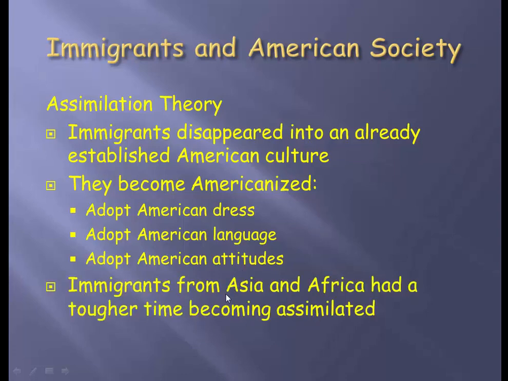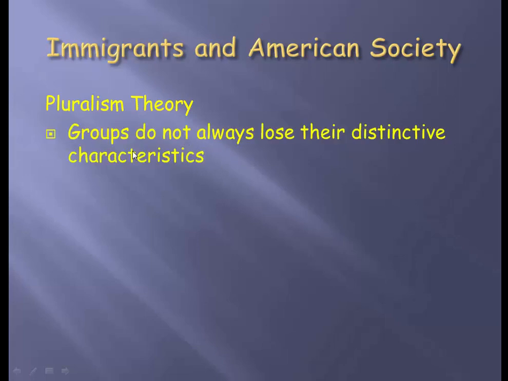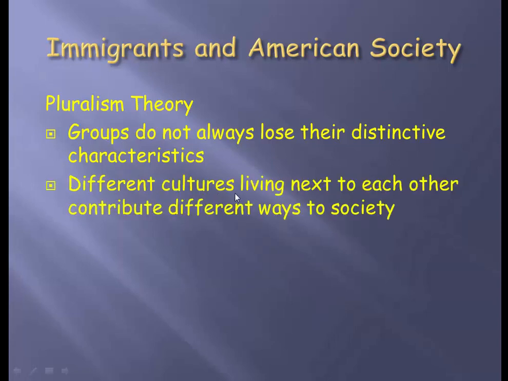So immigrants from Asia and Africa had a tougher time becoming assimilated because of where they came from, whereas some of the Southern and Eastern Europeans had an easier time. Now, the other theory, which most historians are kind of gravitating towards right now, is what's called the pluralism theory. Right? And that is groups who come don't always lose their distinctive characteristics. Different cultures living next to each other contribute to society in many different ways. And this is known as the salad bowl theory.